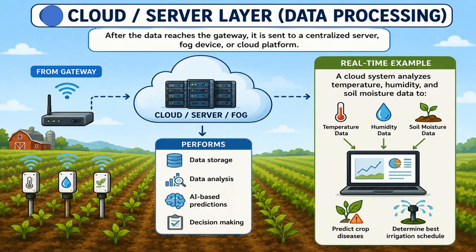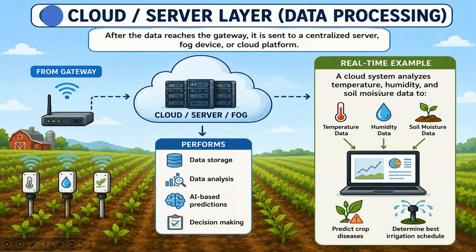Then comes the AI-based predictions. Modern smart farming systems use artificial intelligence and machine learning algorithms in order to predict future events. And these predictions help the farmers make better decisions and prevent problems before they occur. Last is the decision making. Based on the analysis and predictions, the system generates recommendations or automatically controls farm equipment such as irrigation pumps and fertilizer dispensers.